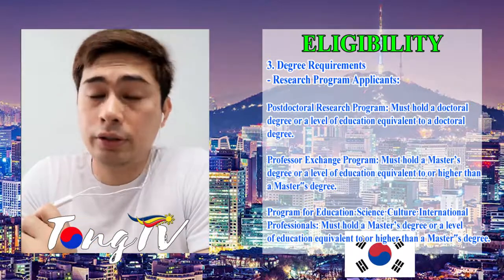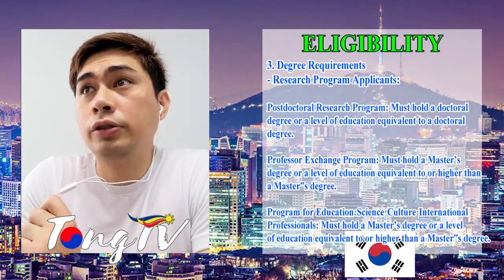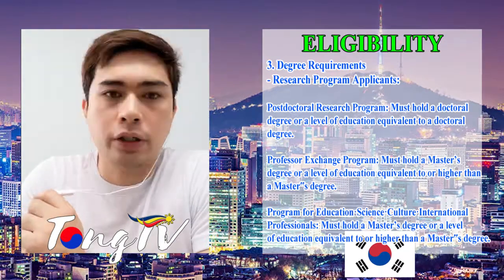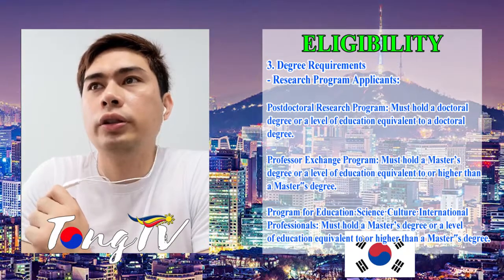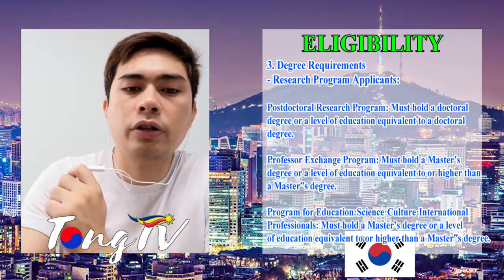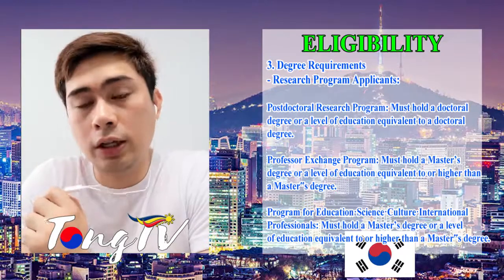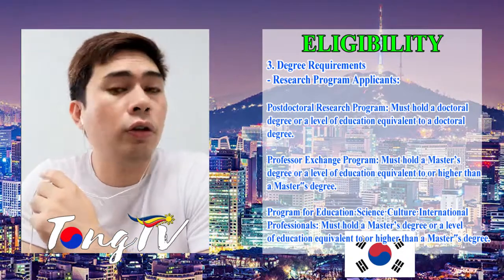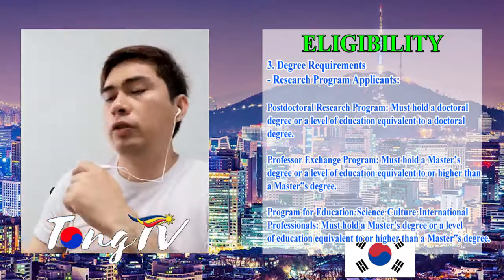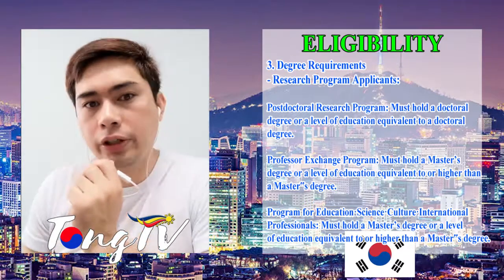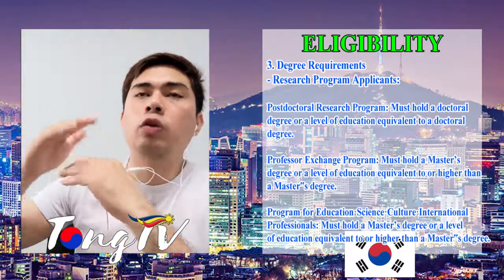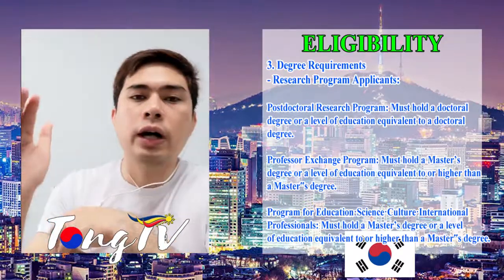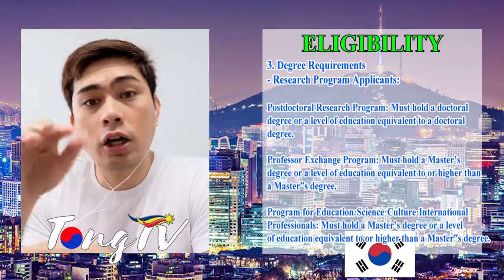Another one is for the postdoctorate research program. Of course, that's why it's called postdoctorate, you should already hold or be expected to hold a doctorate degree or a level equivalent to a doctorate degree. For the professor exchange program, you should hold at least a master's degree or the same level of education. And for the program for education, science, culture, and international professionals, you should also hold a master's degree. In short, you should hold one level down. For a master's degree, a bachelor's degree; for a doctorate degree, a master's degree; and for postdoctorate and research, at least a doctorate degree or equivalent.